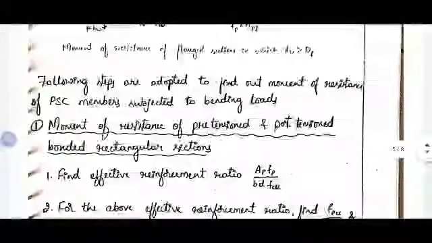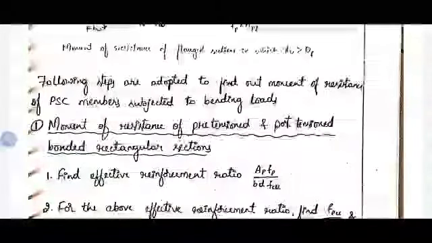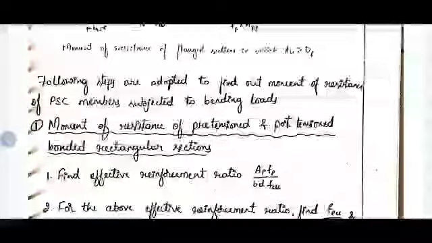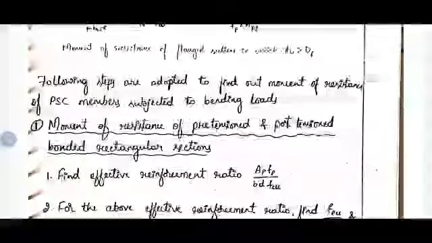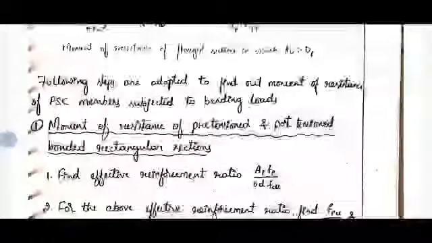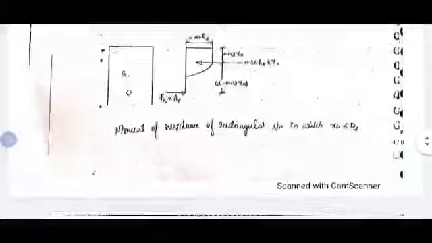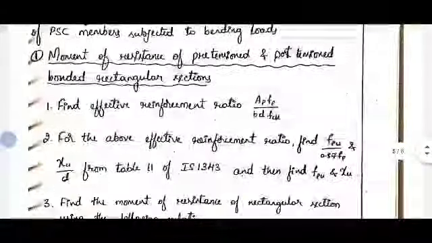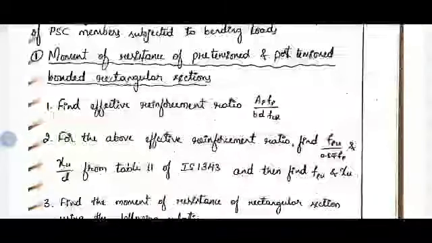So we have a procedure. First one is the moment of resistance of pre-tension and post-tension bonded rectangular sections. So rectangle section with bonded tendons. First we are going to calculate the effective reinforcement ratio required. For that we have the formula APFB by BDFCK. The descriptions of these terms are given in IS 1343 and you can refer to it for the procedure also.